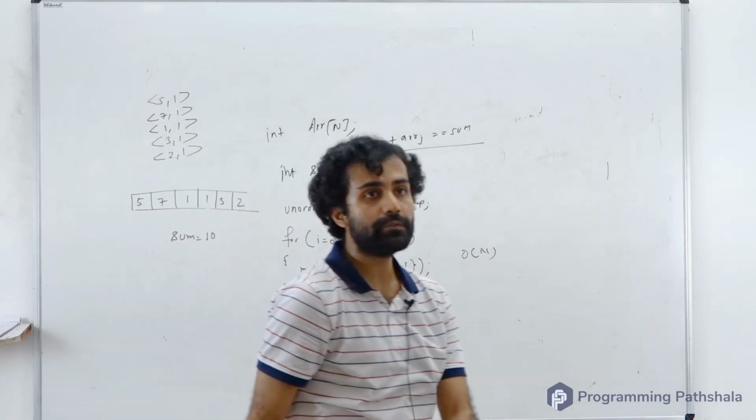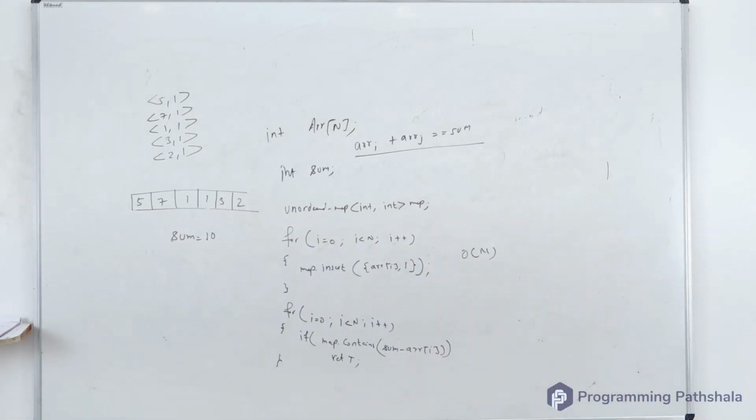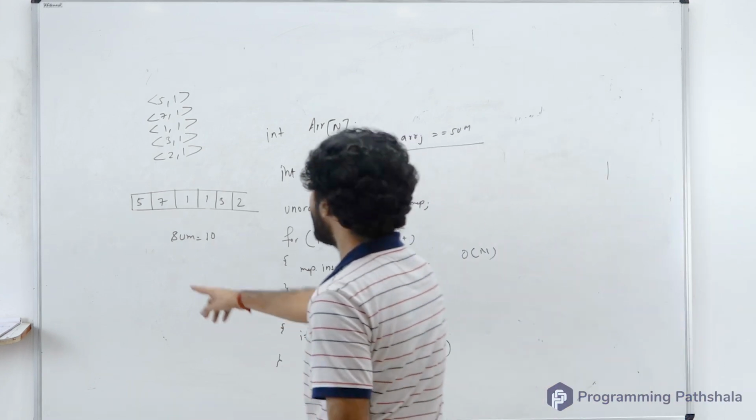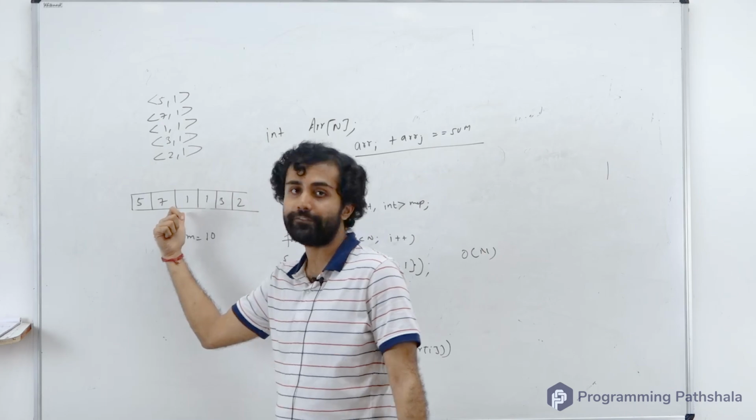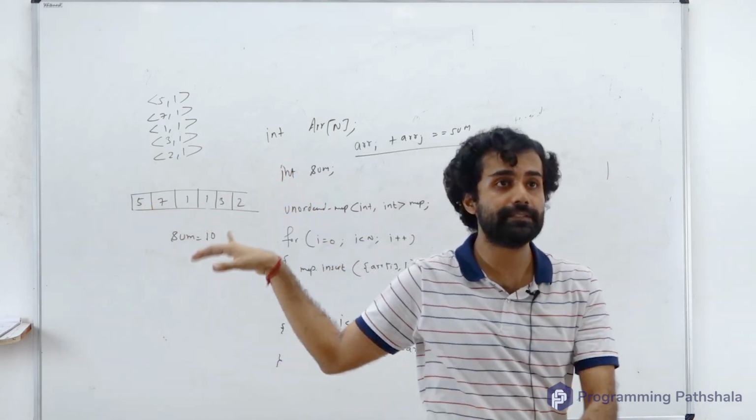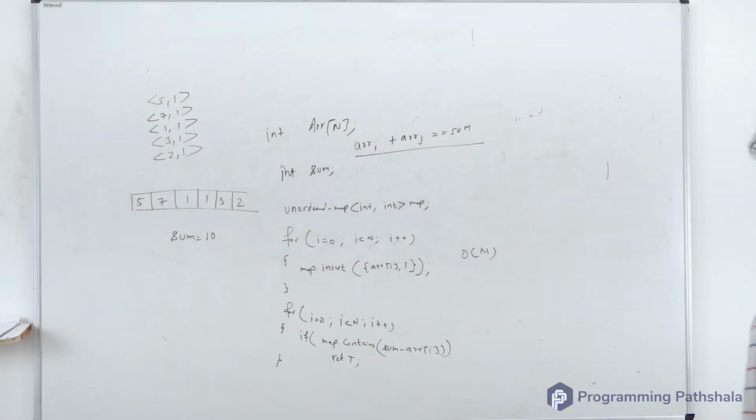Is it right to return true in this case? This is not right. Why? Because the frequency of 5 is just 1. There are not 2 instances of 5 in my array. So this can go wrong with this approach. So how can I solve this?